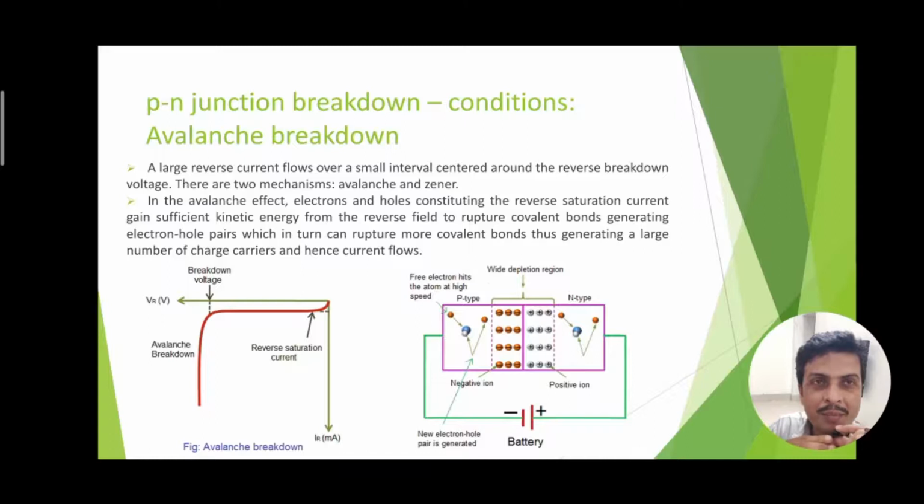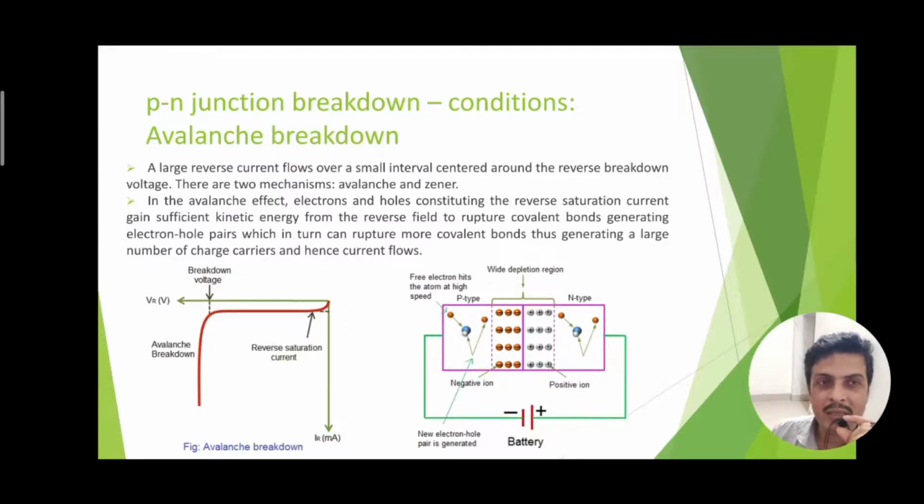The PN junction breakdown conditions and avalanche breakdown is an important phenomenon for a PN junction diode under the reverse bias situation. As shown, in the reverse bias characteristics, the N side is applied with positive voltage and the P side is applied with negative voltage. Here, initially, a small amount of current, of the order of microampere, is flowing through the PN junction diode.